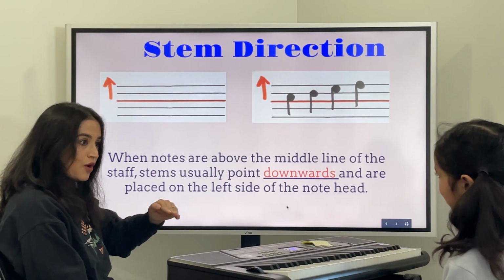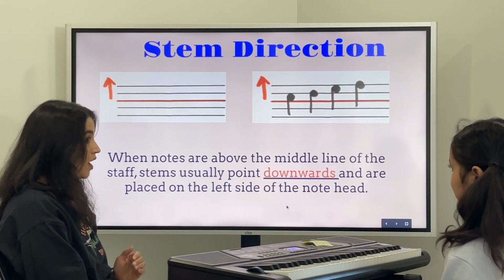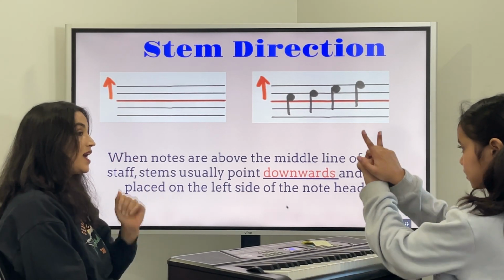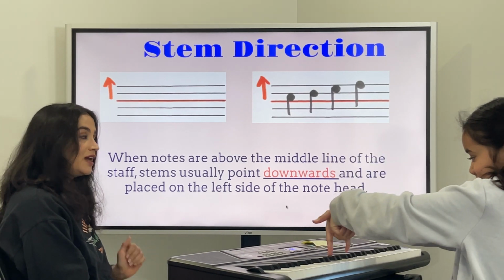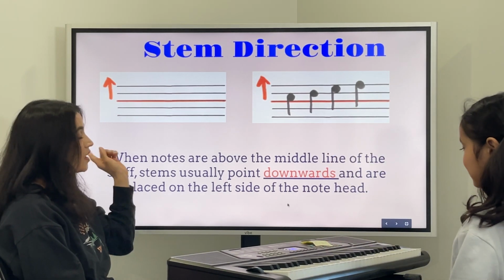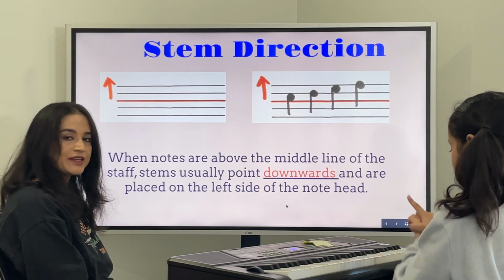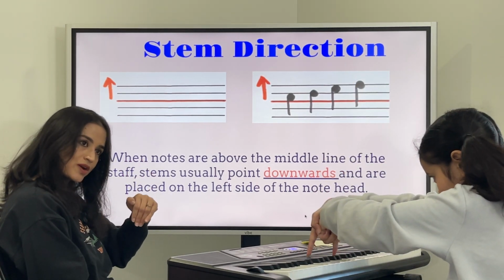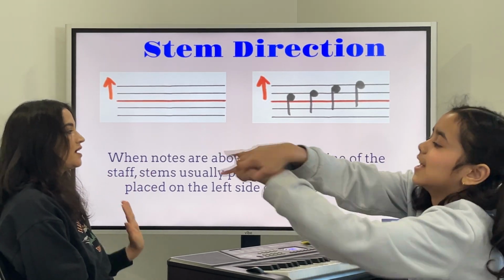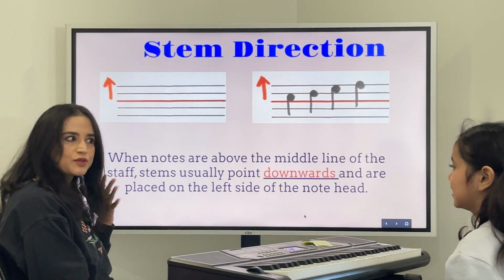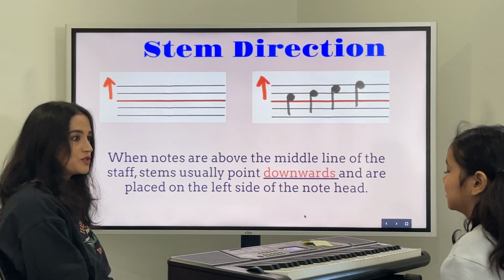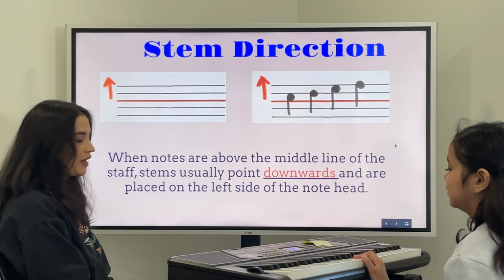So when it's below, it will go upward and to your right side. And when it's above the middle line, it goes downwards on the left side. So that's a little bit you need to practice, Lina. That will help you memorize it in your brain.